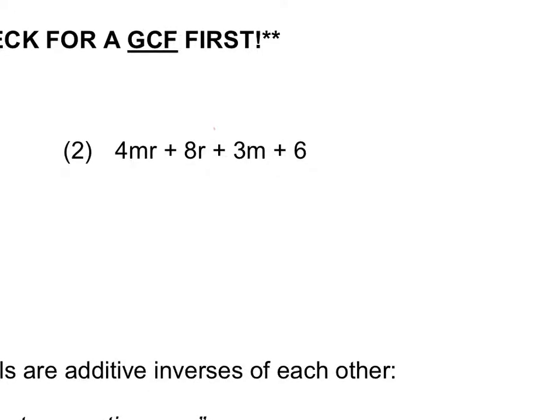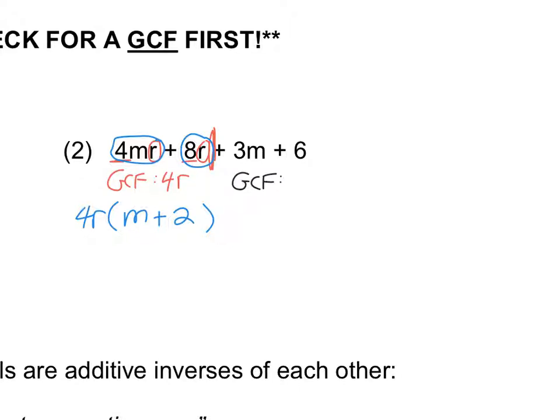Alright, so we'll partition it down the middle because I noticed that I have a common r in the first two terms of my polynomial. So a GCF of r at minimum. I also have a common 4 that can be pulled out. So the greatest common factor is what we're looking for. If I divide each term by 4r, I have 4r times m plus 2. And then for the second one, looks like I have a GCF of 3.